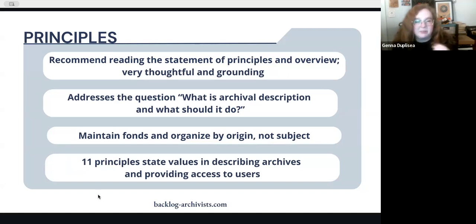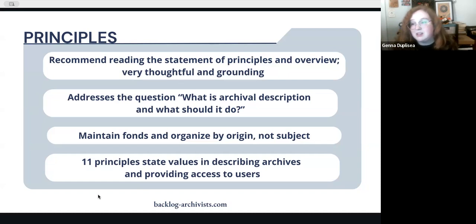So the 11 principles state values in describing archives and providing access to users. And I'm not going to go through each of them, because I should add that you're not going to have a full understanding of DACS just from listening to me talk and watching my slides. This is just a guide to help you get through the big document. You have to actually sit down with the big document and read it. And there are also other guides, like SAA has some DACS presentations to help you get through this as well.